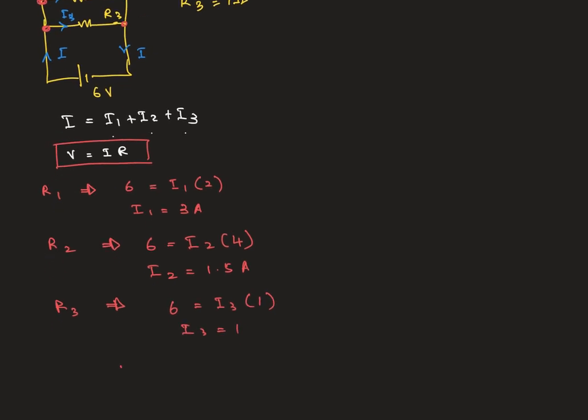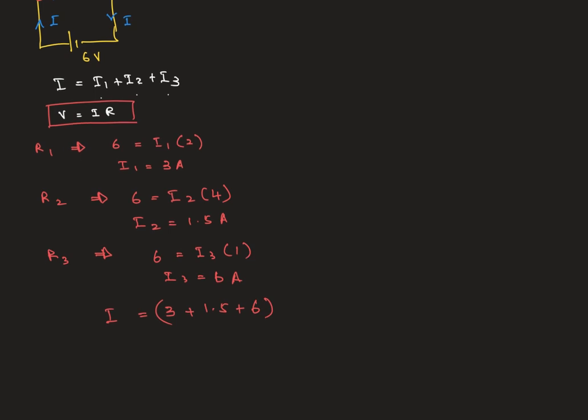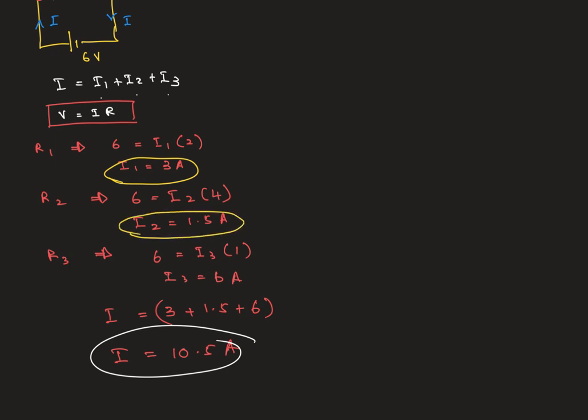So the sum I equals I1 plus I2 plus I3, 3 plus 1.5 plus, okay, there you have 6, sorry, I3 is 6. And the answer is 10.5 amperes. 10.5 amperes, and that is the answer. To get this, we found I1 first, I2 first, then I3.